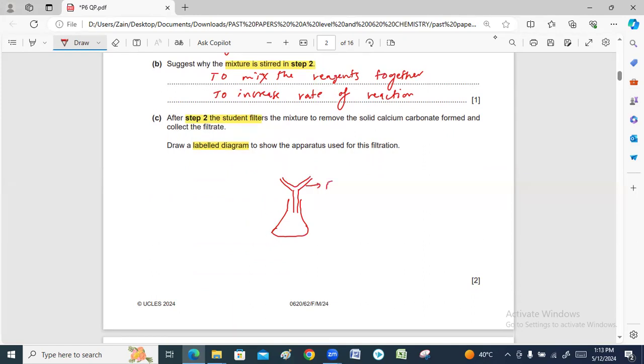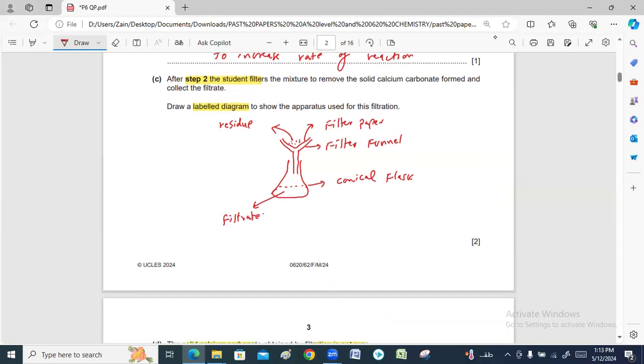So this is the filter funnel. This is the conical flask. And this is the filter paper. So the residue of calcium carbonate can be collected here, and the filtrate here. So this is the residue. And the aqueous solution in the form of filtrate. So this is the diagram of the filtration process.